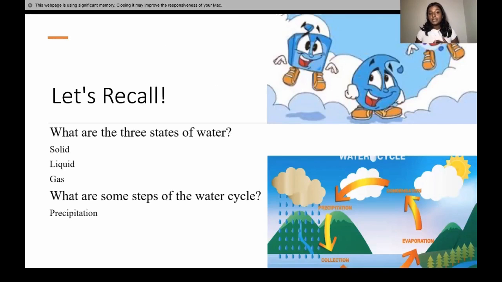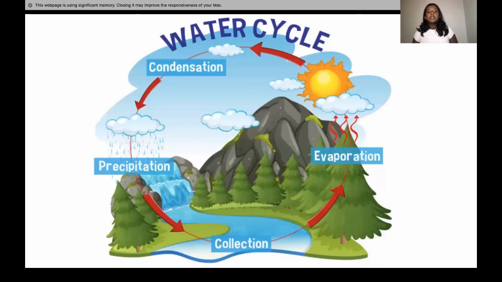So we have precipitation, condensation, evaporation, and collection. This is just an overall view of the water cycle. You can see that the water cycle is a continuous cycle. It starts at one point, goes from one point to another, and back to that same point, so there's no break in this cycle. So obviously we have condensation, precipitation, collection, evaporation.